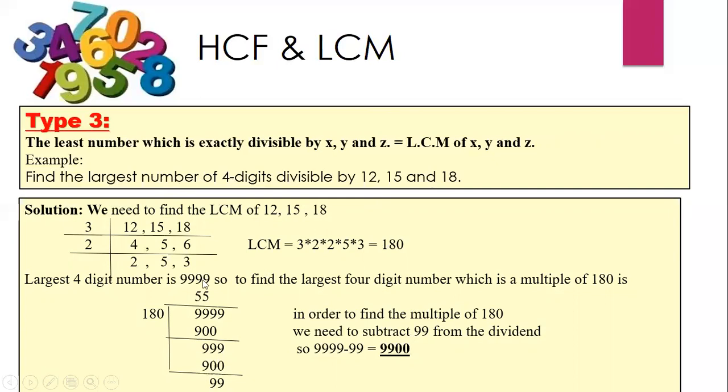So in order to find out that, we will take the largest 4-digit number and divide that by 180. So we will get remainder 99. Okay, so now when we subtract this 99 from this number, we will get the exact multiple of this LCM, which is a multiple of 180. So 9999 minus this 99 will give me 9900, which is the largest 4-digit number, which is a multiple of 180.